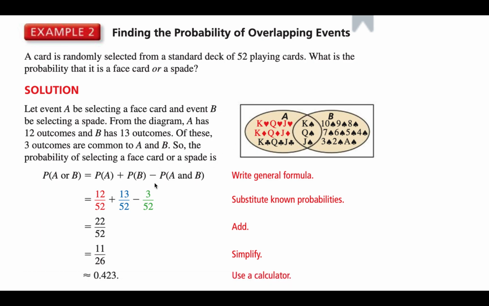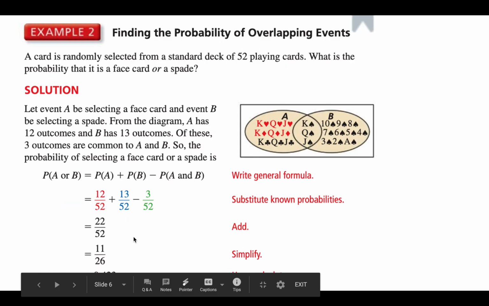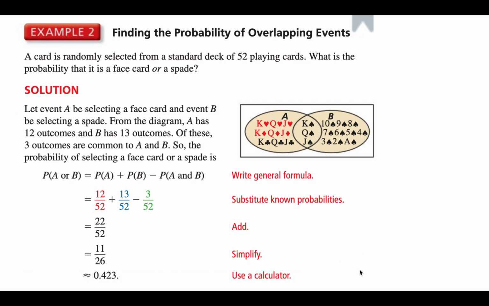So just remember, when there is overlap, you need to subtract out that intersection to make sure you're not counting cards twice. So the final result, 22 out of 52, reduces to 11 out of 26. If you use your calculator, you can get a decimal of approximately 0.423. Okay.